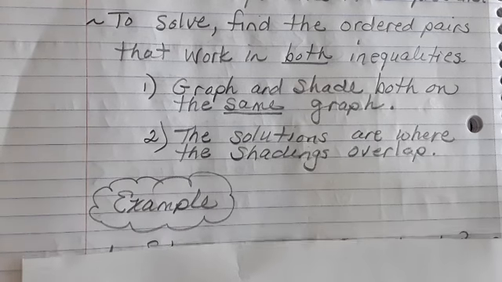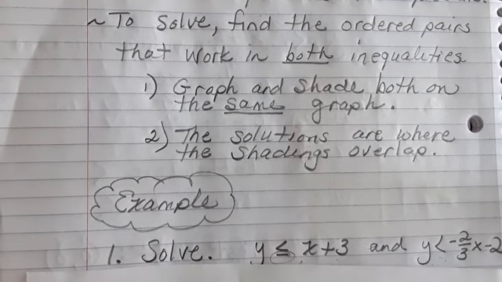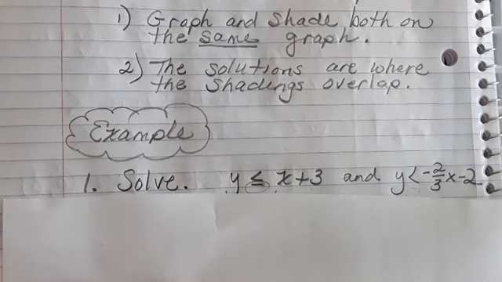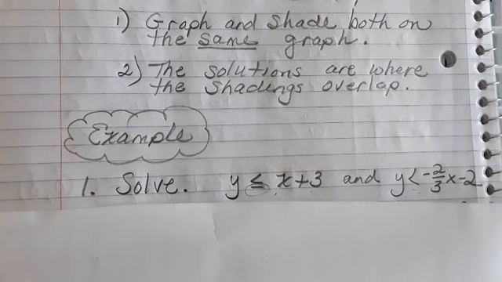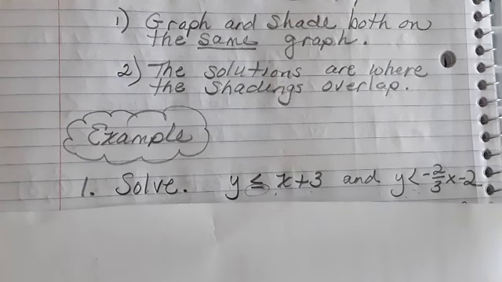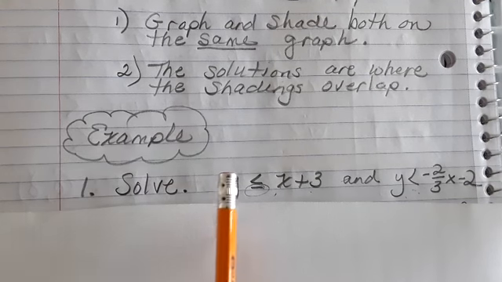Now the directions will be solve. Solve means graph them and show me where the shading overlaps. Your graph itself is going to be your answer. Now I'm going to give you two inequalities that already are in slope-intercept form. So make sure when you get your inequality, if the y is not alone, get the y alone. And I suggest the y being on the left side.